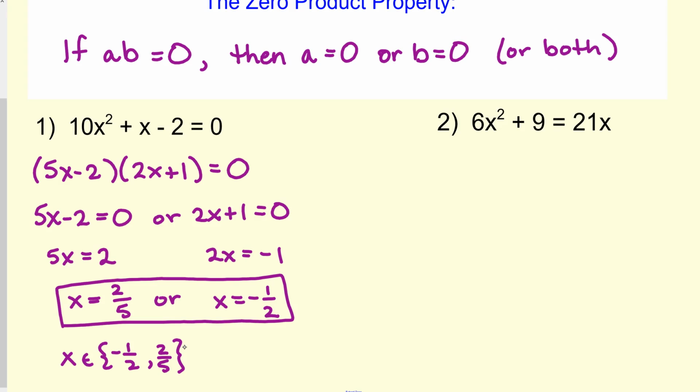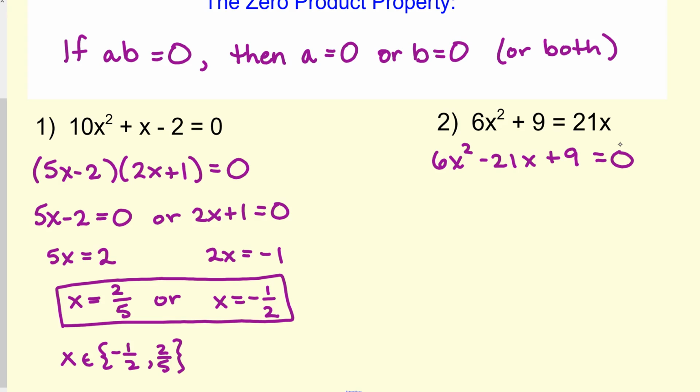Okay, let's take a look at problem number 2. Again, we're going to solve by factoring if possible. Of course, we know that not every quadratic expression is factorable, so not every quadratic equation can be solved this way. So what we can do first is get all the terms over to one side so that we have a 0. So let's subtract 21x from both sides, and we have 6x squared minus 21x plus 9 equals 0.